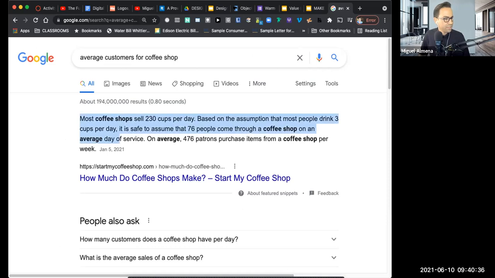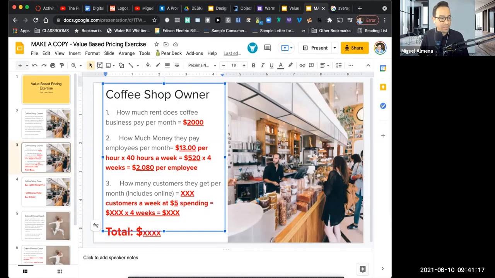Most coffee shops sell 230 cups per day, this is from January 2021, based on the assumption that most people drink 3 cups per day. It is safe to assume that 76 people come through a coffee shop on an average day of service. On average, 476 patrons purchase items from a coffee shop per week. That's nuts. So patrons meaning they come back regularly, and 76 means the regulars and possibly new people. So let's use that as the average. Okay.